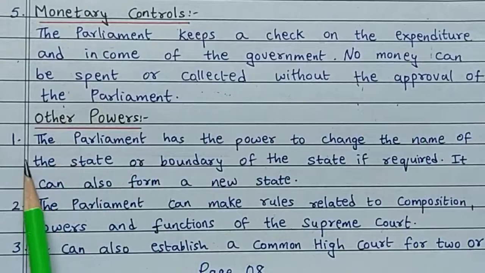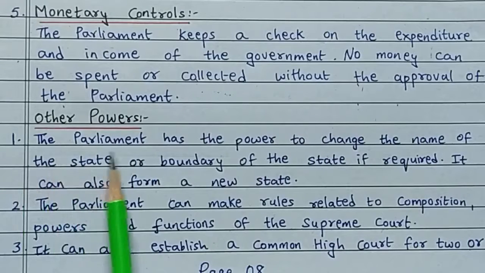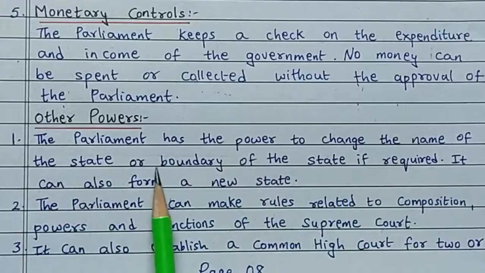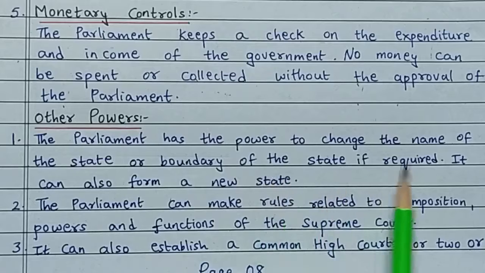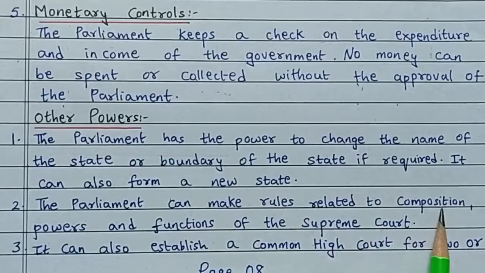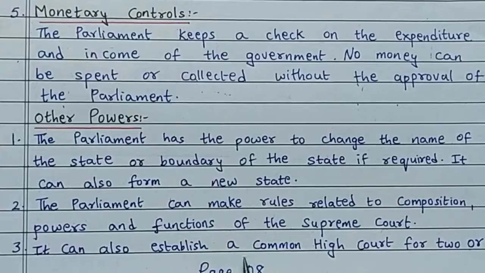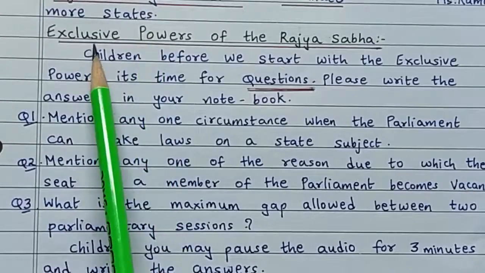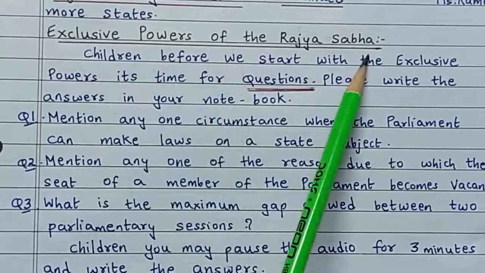Other powers. Number 1. The Parliament has the power to change the name of the state or boundary of the state if required. It can also form a new state. Second, the Parliament can make rules related to composition, powers and functions of the Supreme Court. Third, it can also establish a common high court for 2 or more states. Exclusive powers of the Rajya Sabha.